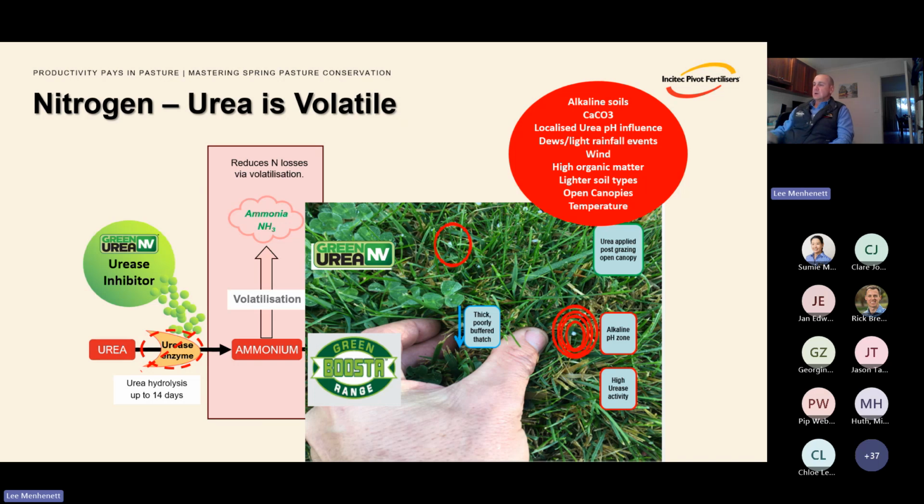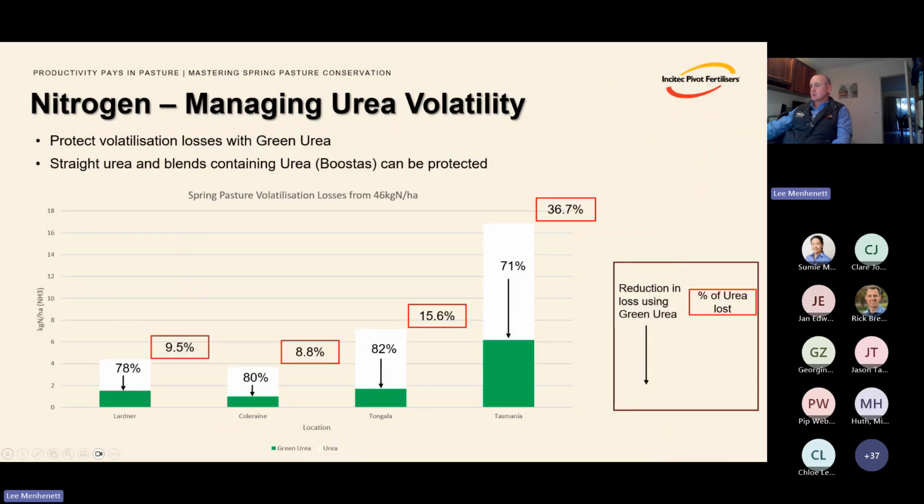Those losses can be protected by 70-80% by using a product called green urea, and at roughly $50-$55 a tonne extra on the urea, it's pretty good insurance to manage that nitrogen loss.